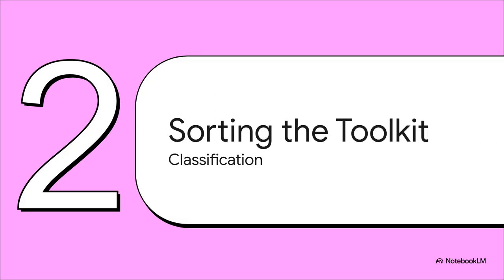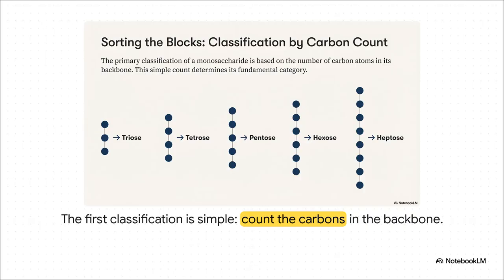Okay, so now that we've got the blueprint, we can start sorting these molecules out. Think of it like organizing a toolkit. Let's see how biologists and chemists actually classify them. First up, the easiest way to classify them is just by counting the carbons. It's that simple. A 3-carbon sugar, that's a triose. 4 is a tetrose, 5 is a pentose, 6 is a hexose. You get the idea. This simple number tells you its fundamental category.